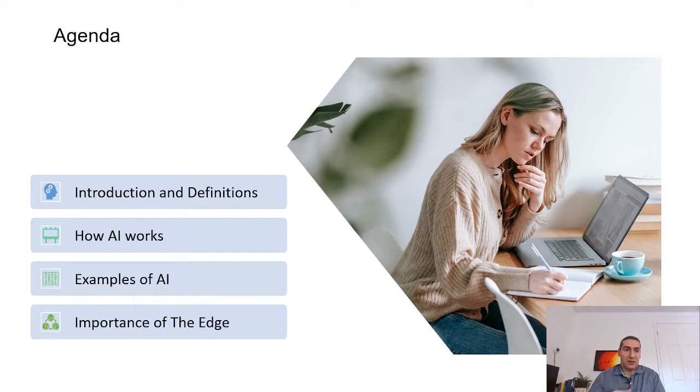And then at the end, we'll talk about the importance of AI at the edge, or why the edge is so important when it's combined with AI. Because AI doesn't need to be at the edge, it could be on a server, it could be on a data center, or on the cloud. But why the edge plays a major role when it comes to IoT and its importance in that sense.